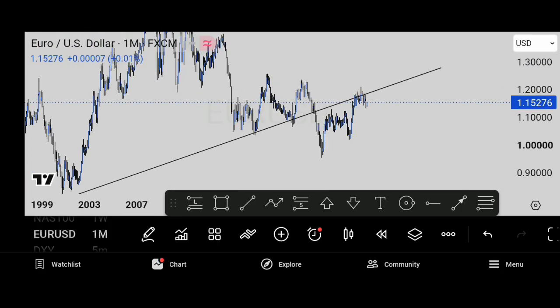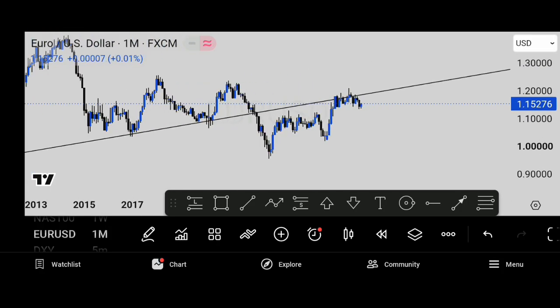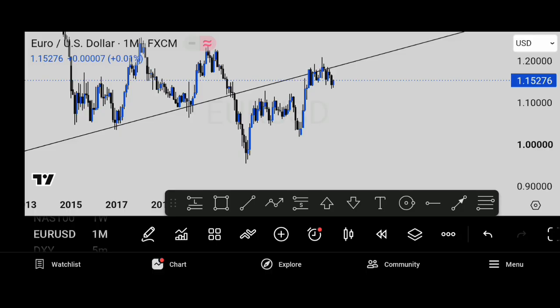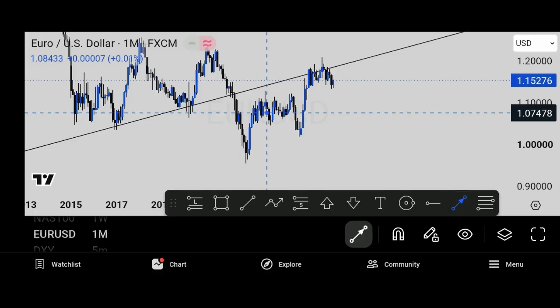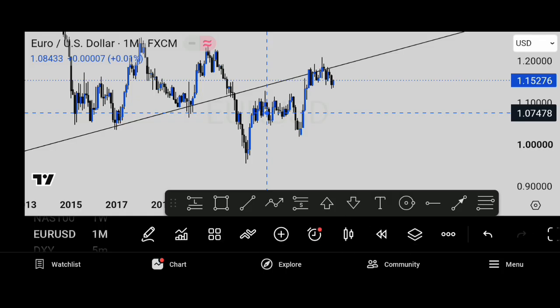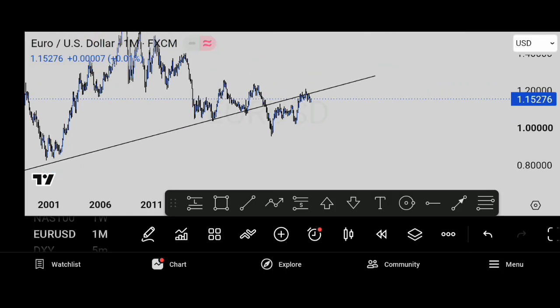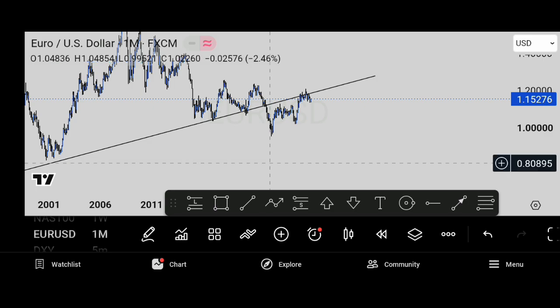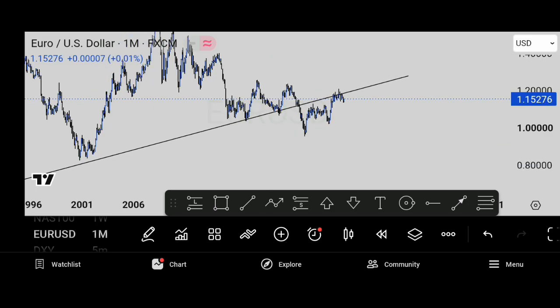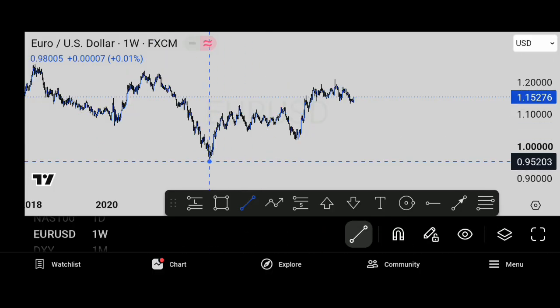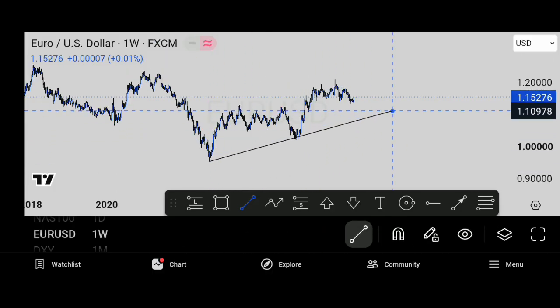Even if I just zoom in, you guys can clearly see that we did have beautiful candlesticks, the dojis and stuff like that, right? So now that we have a clear picture on the monthly time frame, we can now scale down to the lower time frames, right? Let's go to the weekly. Start my trend line from this point, drag it all the way to that point, right?